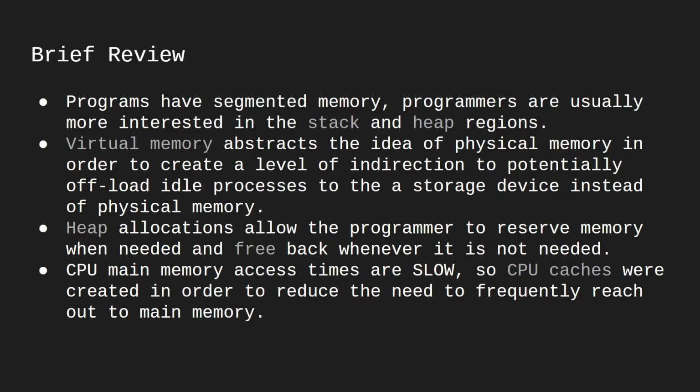Heap allocations allow the programmer to reserve memory when needed and free it back whenever it's not needed. CPU main memory access times are slow, so CPU caches were created in order to reduce the need to frequently reach out to main memory. There's all types of things we can get into regarding this. I just wanted to give you a very brief overview of what a CPU cache is. I'm sure that if you're taking this course, you either already know or you have seen it when looking at your computer specs. You've probably seen the terms L1 cache, L2 cache, L3 cache. So just to give you context of what those things are used for, there's all types of information that is great about CPU caches. Let's go ahead and mess around with some of this stuff in code.